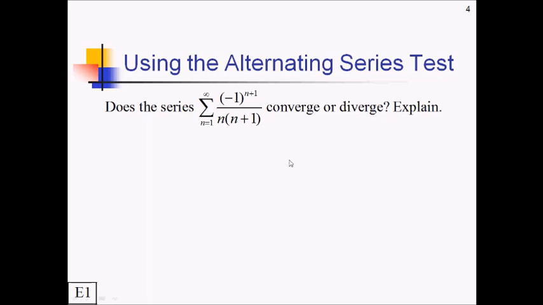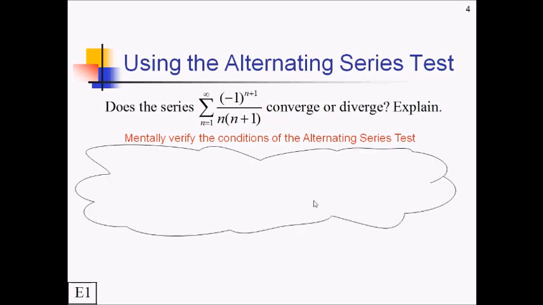So first off, we recognize that we've got this (-1)^(n+1). So that's the big tip-off that we might be able to use the AST on this one. First, we need to mentally verify the conditions of the alternating series test. You don't actually have to write all of this out. You should write it out on your guided notes just so you know what I'm mentally envisioning here. But this generally happens in your head, and then you just state the conclusion of all of it.